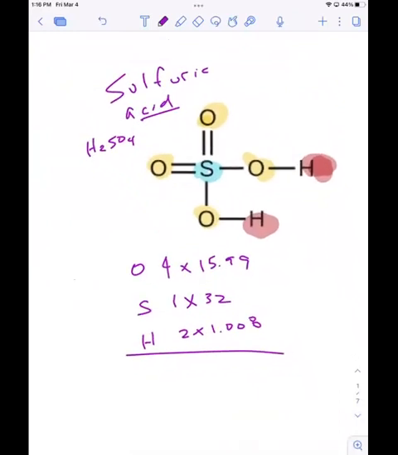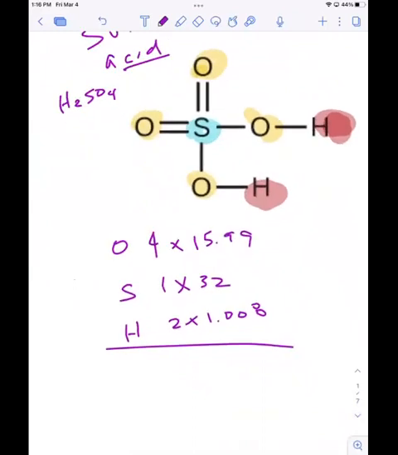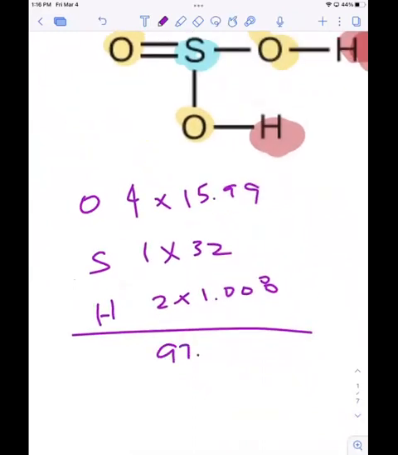So 64, 32 is 96, and that would be 98 point what? I got 97.976, so it'll be 97.98. Yeah, you can round it up. You can write it as 97.98.